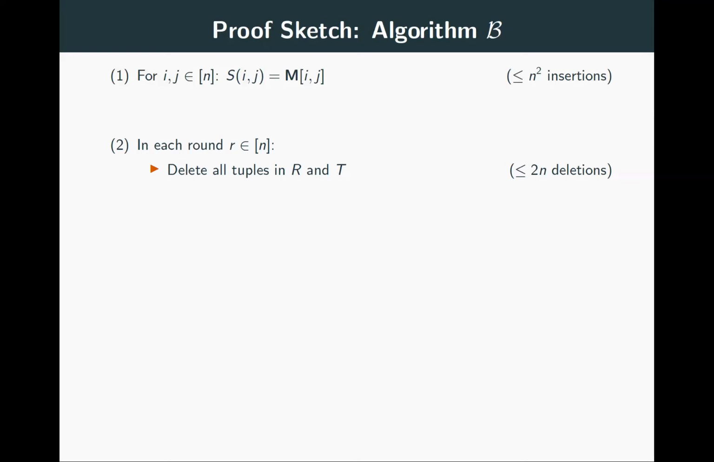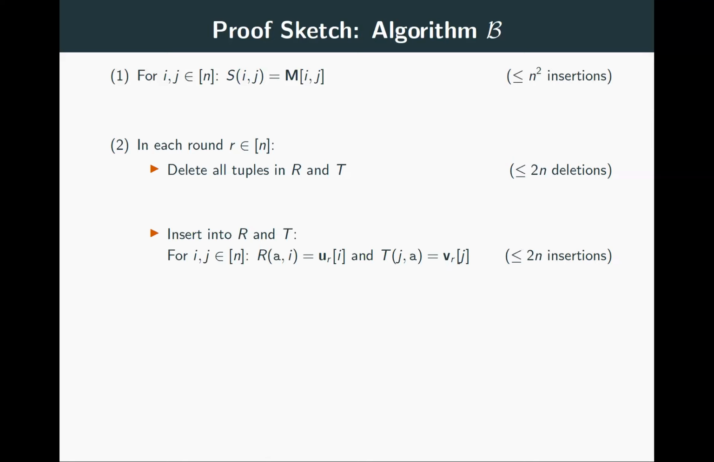I ask the oracle to delete all tuples in R and T. Because R and T are just holding the vectors, so n distinct values, this costs me at most 2n deletions, because some entries may be 0 anyway, so I don't need to deal with them. Then I insert into R and T the new vectors in that round, which costs me 2n insertions at most. You see, I have to do delete and I have to do insert.